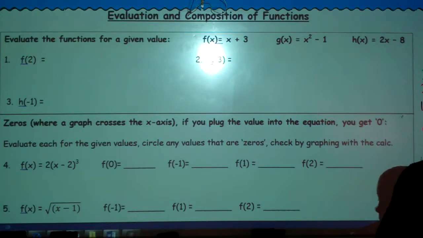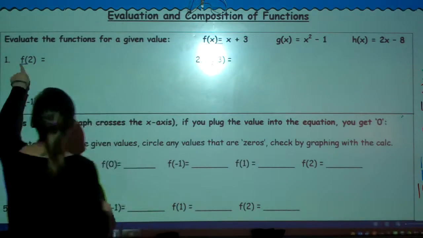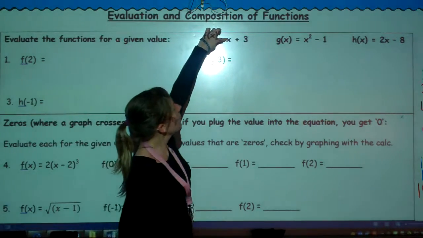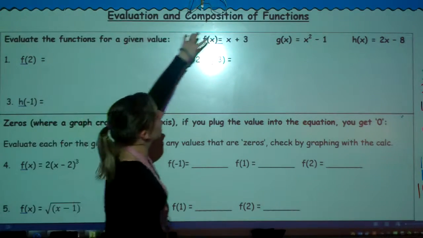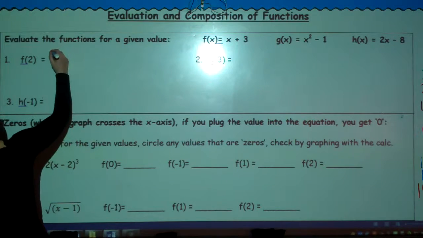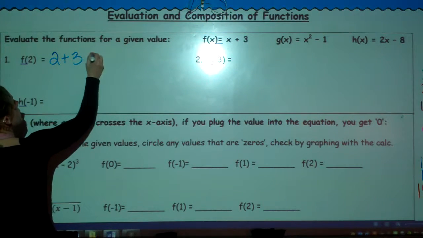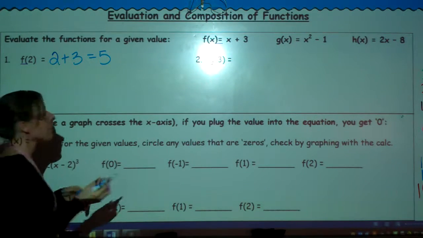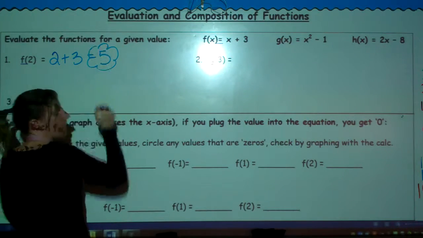So back in Algebra 1, I know you guys did this. So f of 2, so we use the f function, and we put a 2 wherever the x is. So f of 2 is just 2 plus 3, which will give you the number 5. And that's your answer. All right.